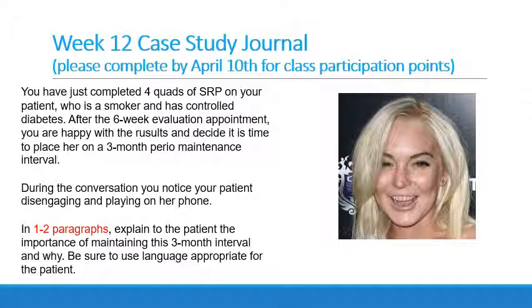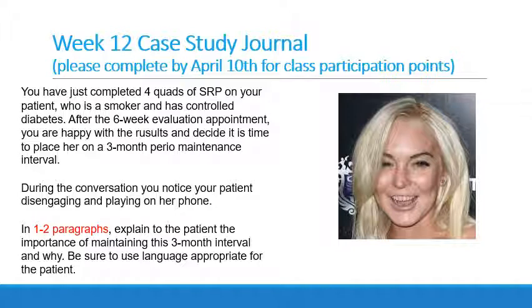So here's our week 12 case study journal. You have just completed 4 quads of SRP on your patient who is a smoker and has controlled diabetes. After the 6-week evaluation appointment, you're happy with the results and decide it is time to place her on a 3-month perio maintenance interval. During the conversation, you notice your patient disengaging and playing on her phone. In 1 to 2 paragraphs, explain to the patient the importance of maintaining this 3-month interval and why. Be sure to use language appropriate for the patient.